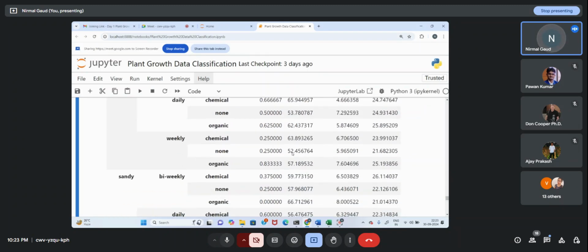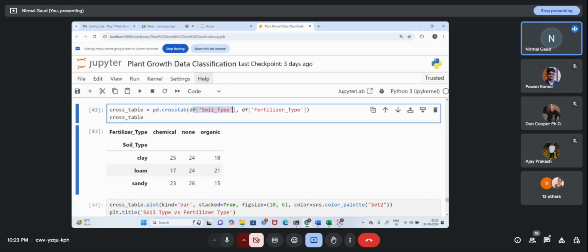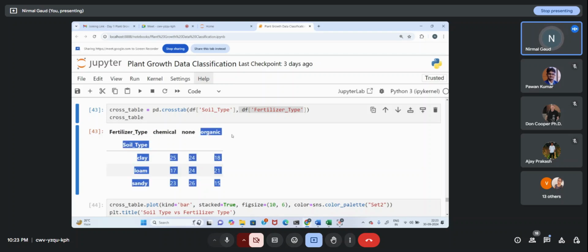So here is the entire pivot table. Okay, I made some cross tabulation also. One more table, that is the cross tab. So cross tab is for soil type and the fertilizer.